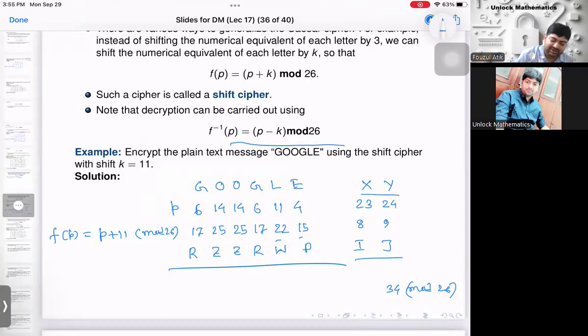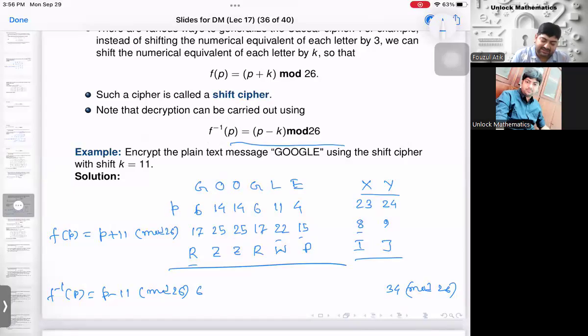Similarly, how to get back the original one? Just do the same thing: f inverse of P is equal to P minus 11 mod 26. So what is the number for R? R is 17. 17 minus 11 is 6 mod 26, which is G. So again it is G, 6.